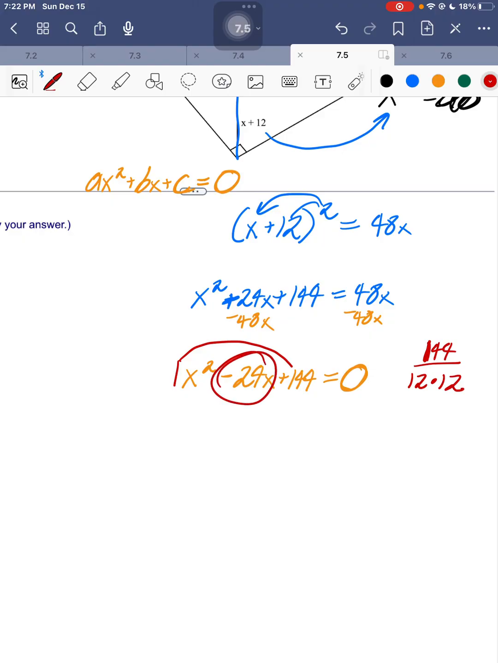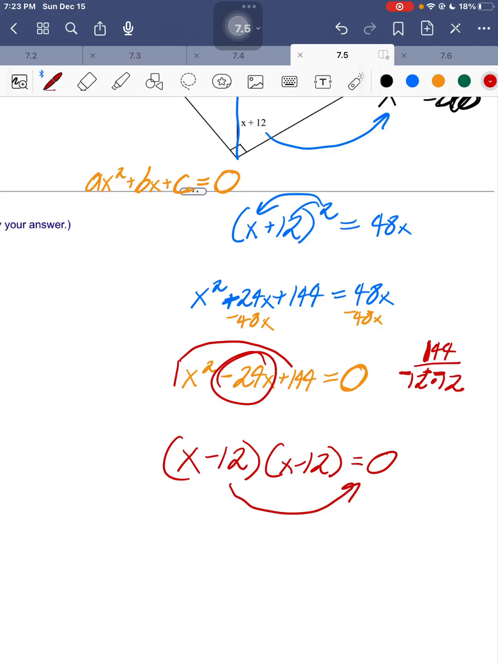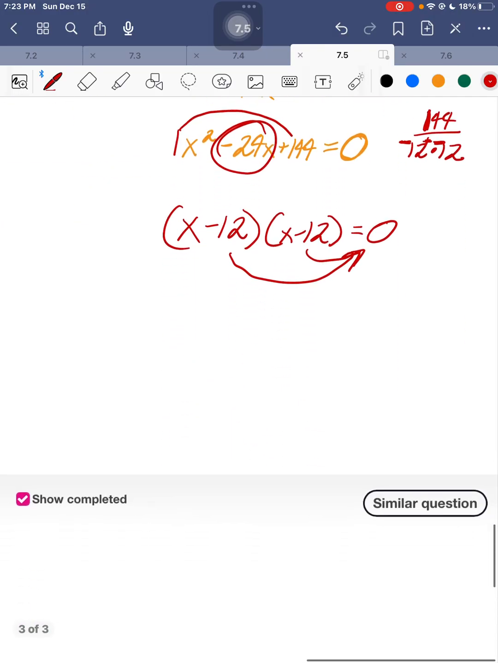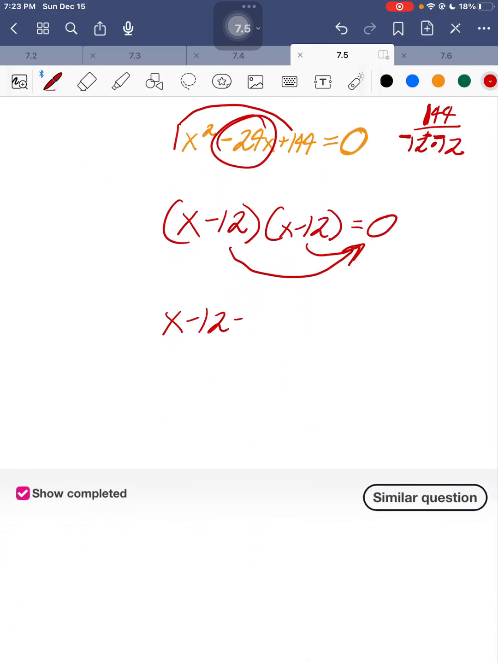I know 144 is divisible by 12 and 12. But 12 plus 12 is 24, not negative 24. So how can I change that? I can do negative 12 and negative 12. So now, what is negative 12 plus negative 12? Well, that's negative 24. And what is negative 12 times negative 12? Positive 144. So we know those are the correct two answers. So we're going to have x minus 12, x minus 12 equals 0.